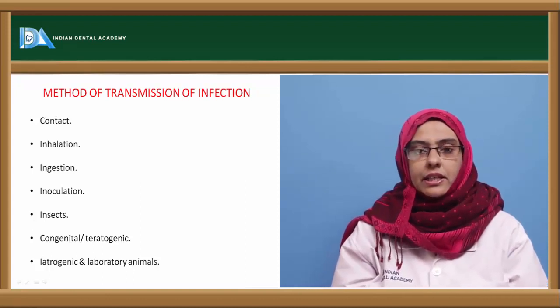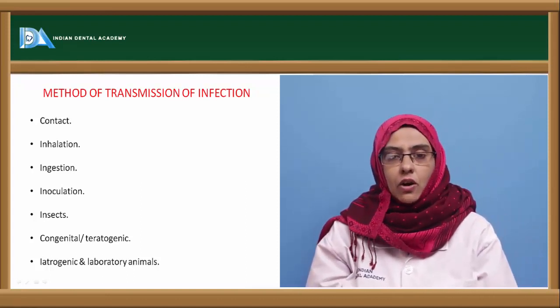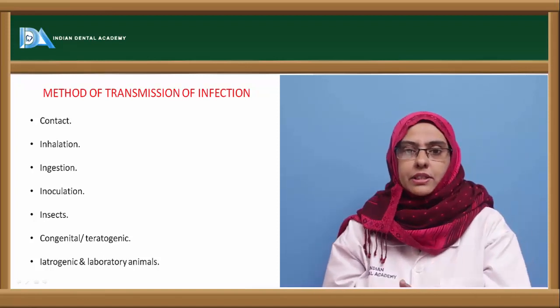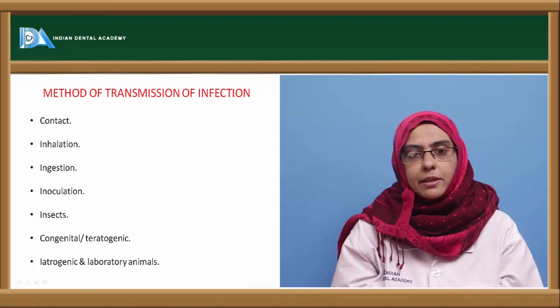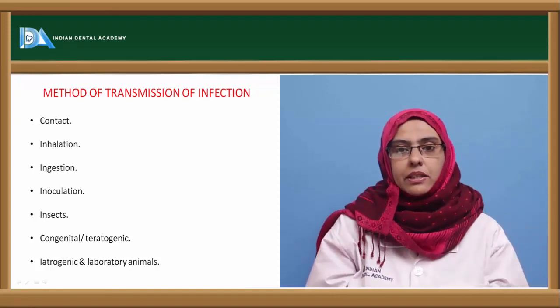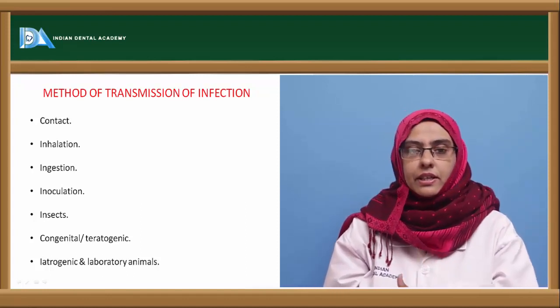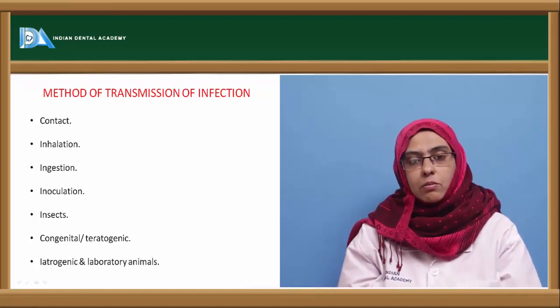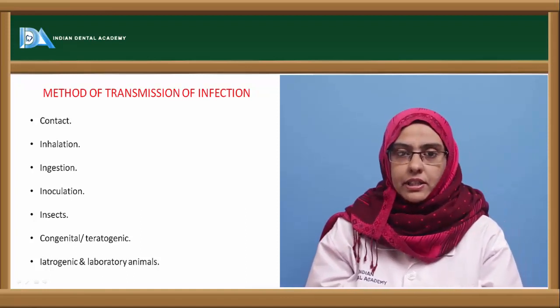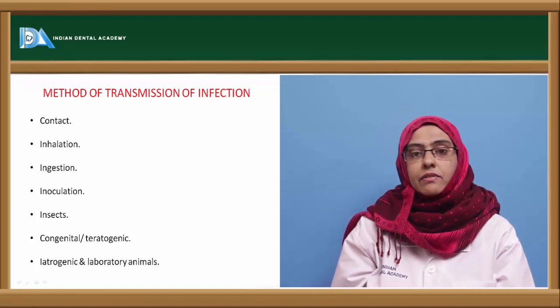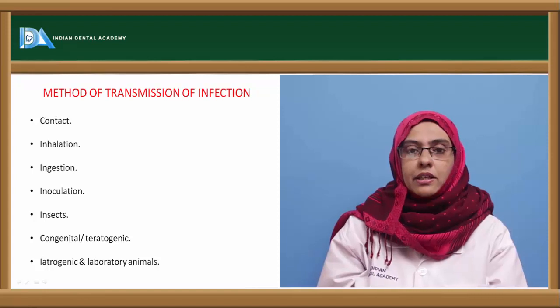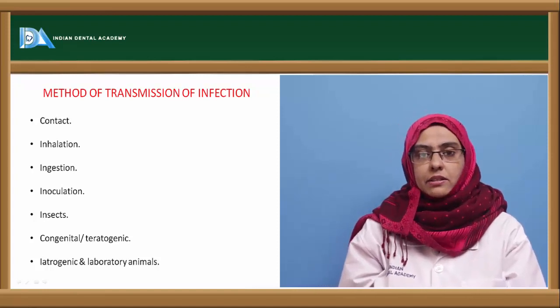Next is congenital or teratogenic, that is called a vertical transmission, that is from the mother to the fetus. So the organism has the ability to get transmitted from the mother to the fetus and cause different types of infection in the fetus, and can lead to stillbirth or death of the fetus also. If the child survives that particular infection, then there might be many deformities in the child that is being born.